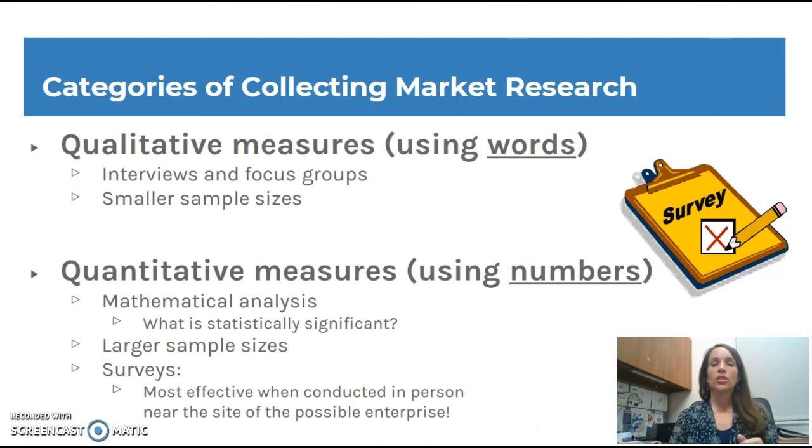So it's important to know that when you are conducting surveys, they're most effective if you can conduct them in person and near the site of the possible enterprise, so where people would potentially have an interest in your business. Telephone and in-person interviews have the highest response rate. Email and social media, the response rate is really fractional. And then mailings, which wouldn't really apply to most of what students would do, they are kind of somewhere in the middle as far as the response rate for people actually saying yes to taking your survey.